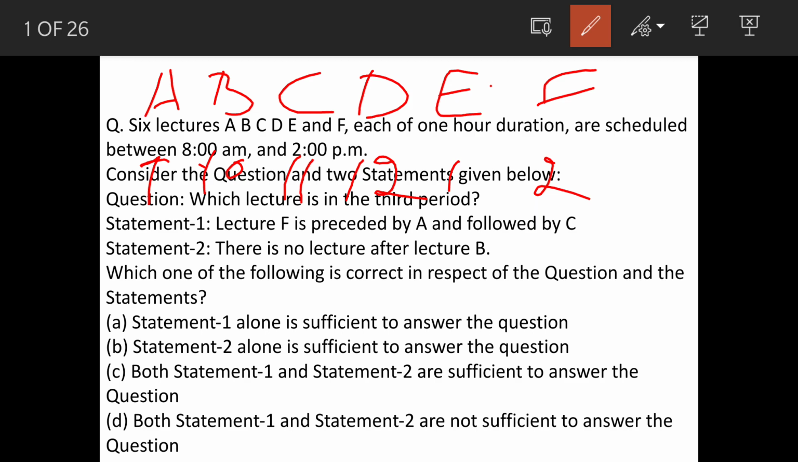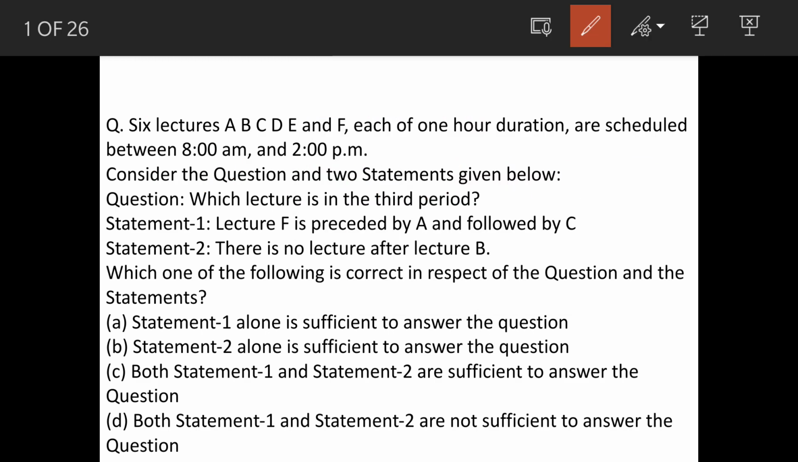But certain orders are given. So we'll see the question further. The question says which lecture is in third period, and these are the two inputs given. Lecture F is preceded by A and followed by C. So if this is lecture F, that means before lecture F there was lecture A, and after lecture F there was lecture C, and there is no lecture after lecture B. So that means lecture B is last. These are the inputs given.